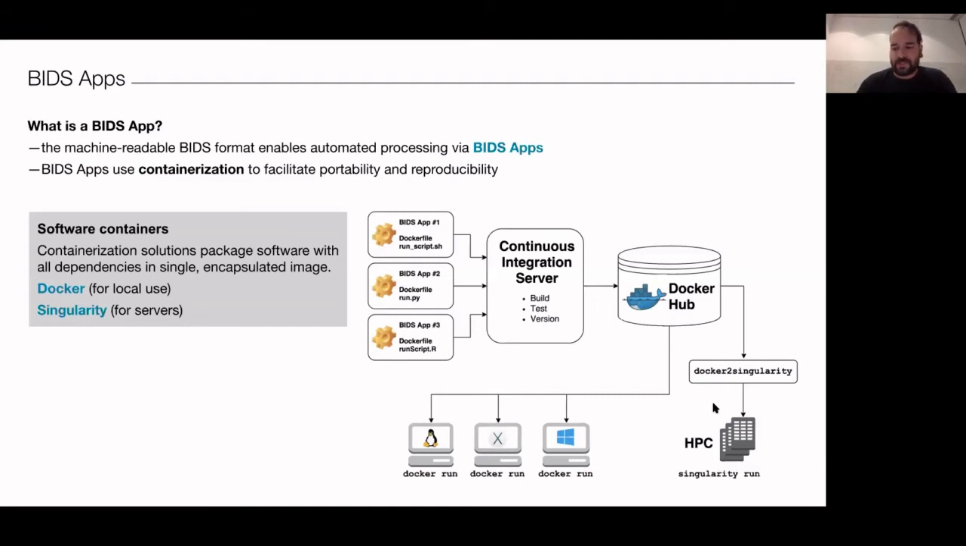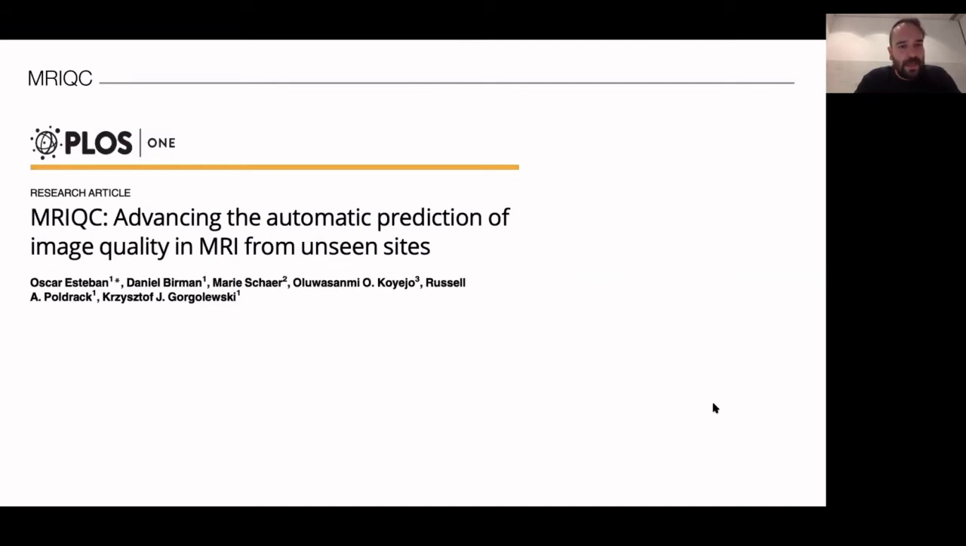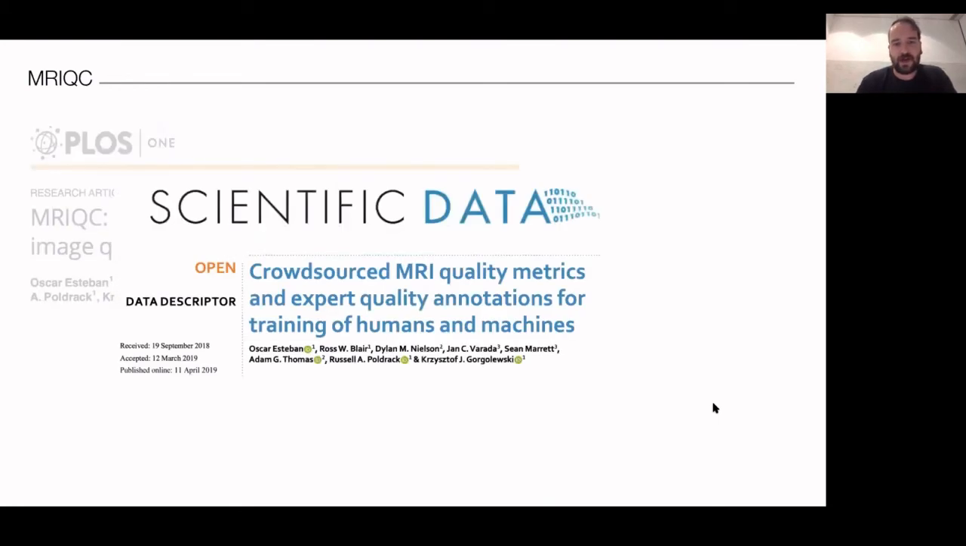Our first example BIDS app is going to be MRIQC, which is an automated quality control package for BIDS formatted data. They have an initial PLOS One paper, and they also recently had a Scientific Data paper come out. One of the cool things about MRIQC is that when you run it, if you don't opt out, it's logging the quality control metrics that it's digging out of your data, such that we can eventually have a big repository of these metrics, so we can know what's good, what's bad, and so forth. That's in the process of being aggregated.